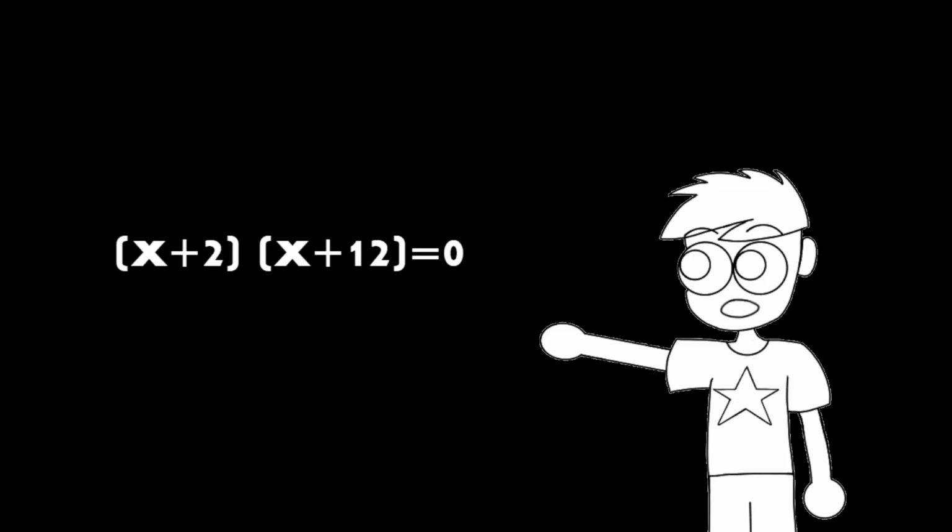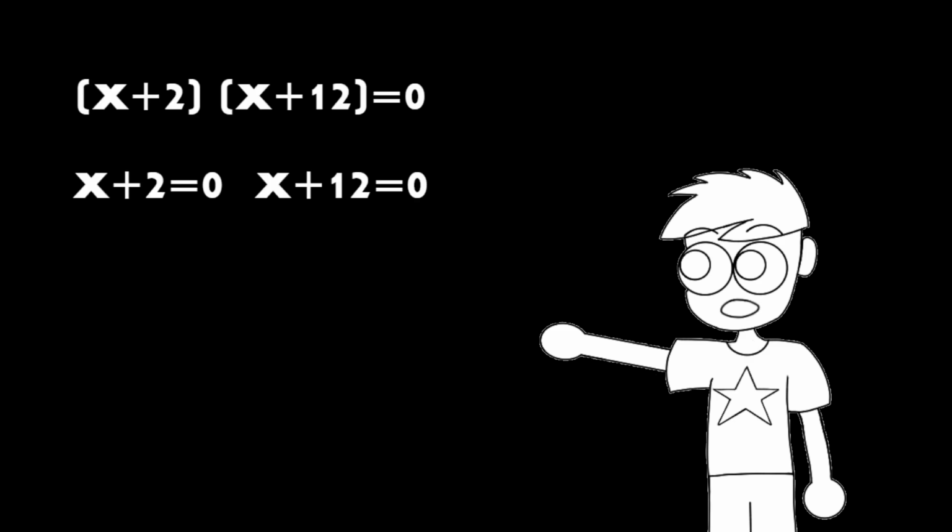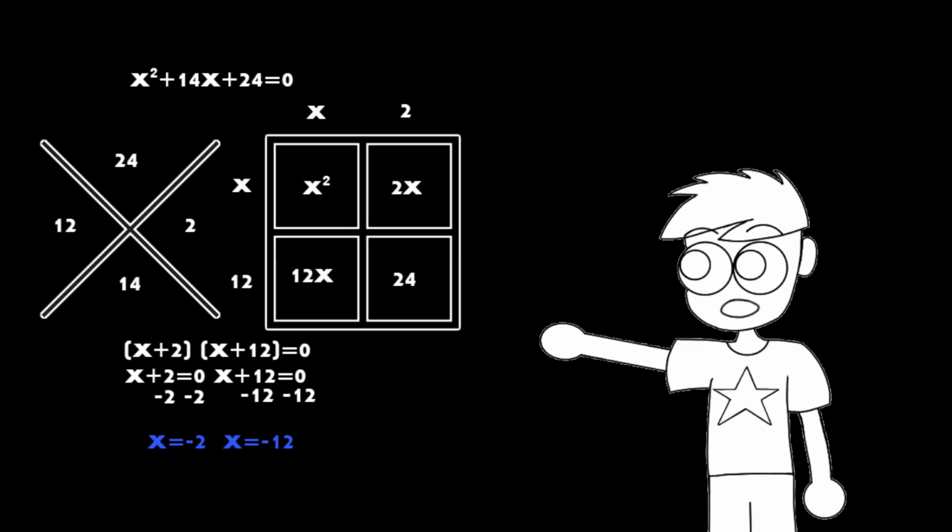We are going to rewrite the problem as parentheses x plus 2 and parentheses x plus 12 is equal to 0. Now we're going to break it down as x plus 2 is equal to 0 and x plus 12 is equal to 0 for the other side. Subtract 2 from both sides on the first equation, and for the second equation subtract 12 from both sides. The answer for the first equation is x is equal to negative 2, and for the other equation it is x is equal to negative 12.